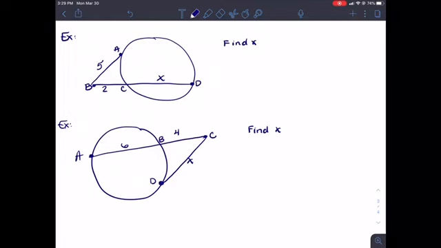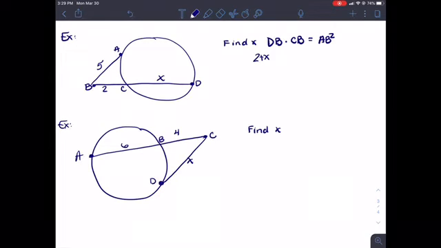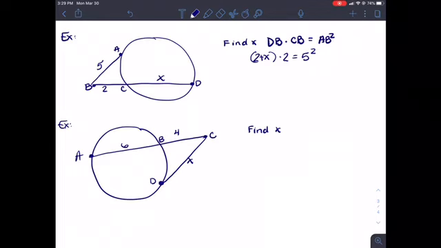This says that DB, which is our entire secant, times CB is equal to AB squared. The value of DB is 2 plus x because we don't know what DC is. Times CB, which is 2, is equal to 5 squared. I'm going to distribute my 2, so I get 4 plus 2x is equal to 25.